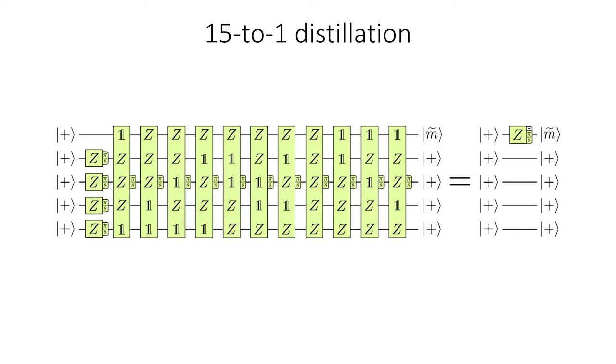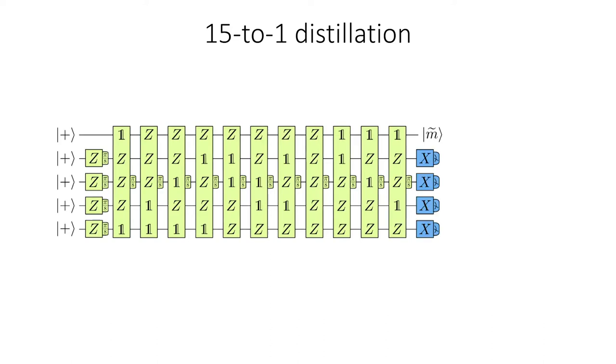So if we measure these 4 qubits that should be in the plus state in the x basis, then all of the measurement outcomes should be plus 1. So the protocol is that you go through these 15 pi over 8 rotations using faulty magic states, then you measure these 4 qubits in the x basis. If any of these measurement outcomes is minus 1, then you've detected an error. You throw everything away, and you start again. If the outcomes are plus 1, you've distilled a magic state.